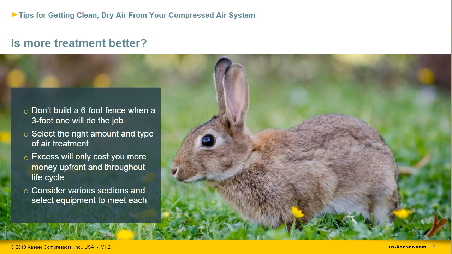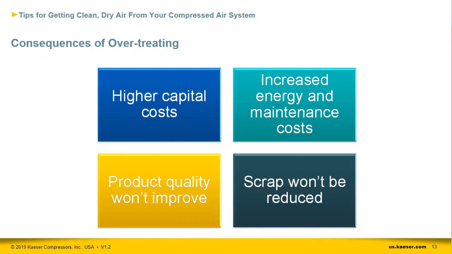It's the same with your compressed air system. Choose the right components for your process. Are there consequences of overtreating? Sure. By overtreating your air, you'll have higher capital costs, so you'll have more equipment, and you'll spend more on energy as well as maintenance. And this won't do anything to improve your product quality or reduce your scrap rate when compared with using the right selection of equipment for your application.